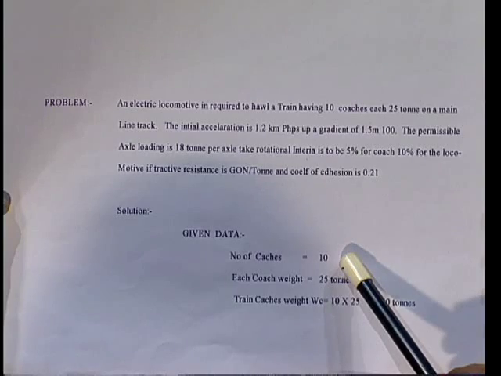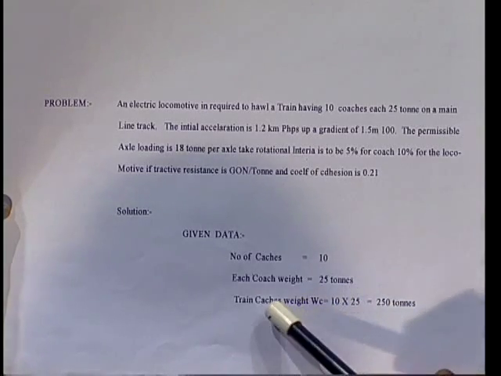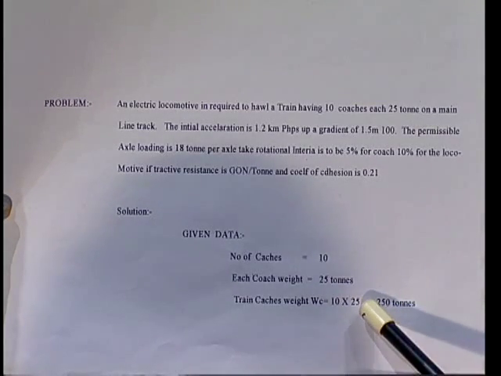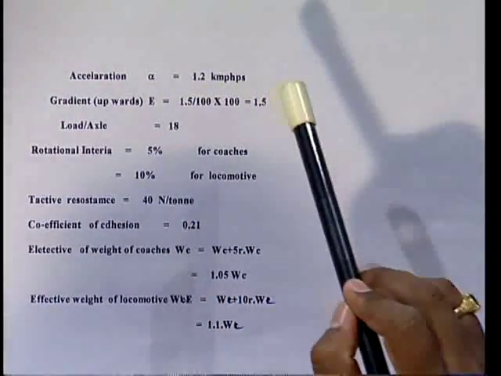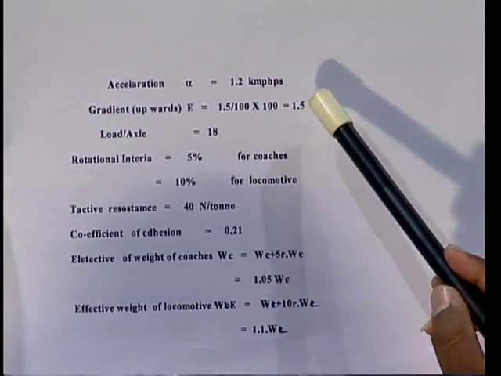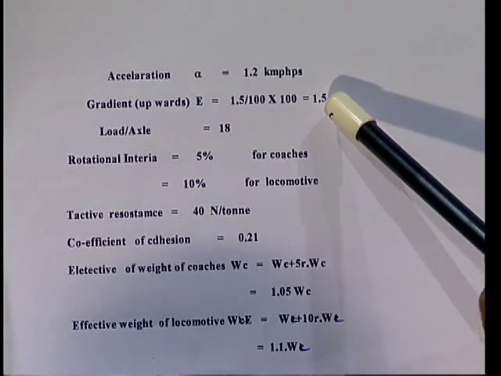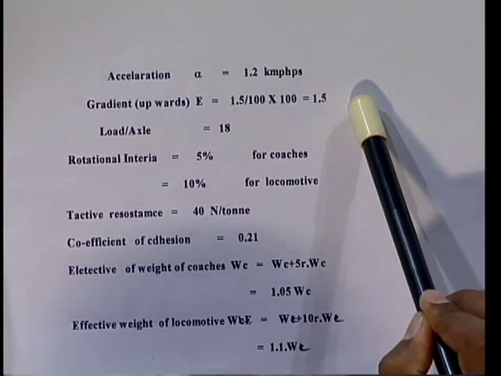Now we go to the solution. Given data: number of coaches is 10. Each coach weighs 25 ton. The train coaches weight W_C is equal to the number of coaches into the weight of a coach, that is 10 into 25, which is 250 tons. Next, acceleration alpha is equal to 1.2 km/h/s. The gradient upwards, G, is equal to 1.5 in 100, that is 1.5 by 100 into 100, which is equal to 1.5.